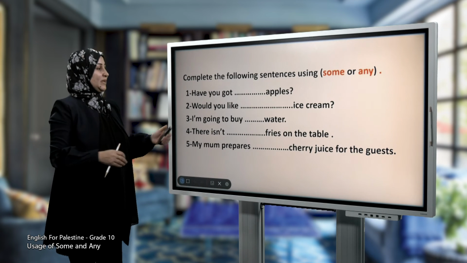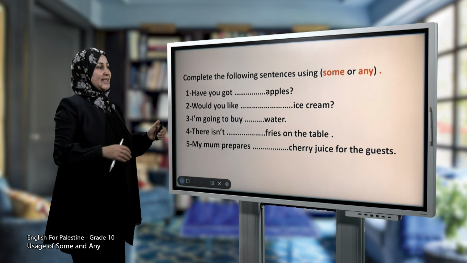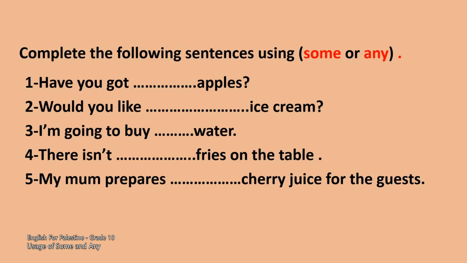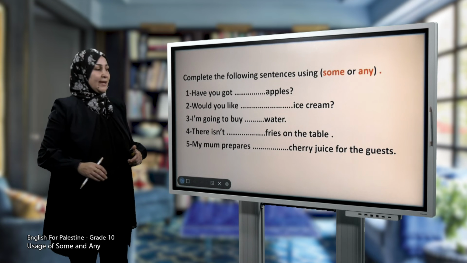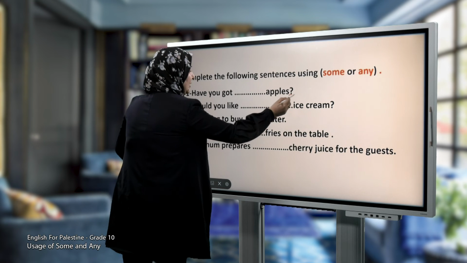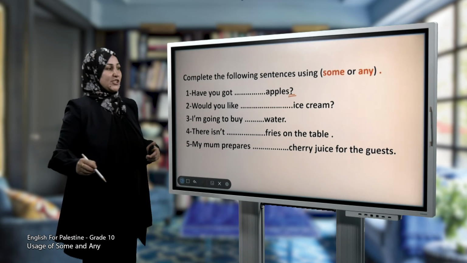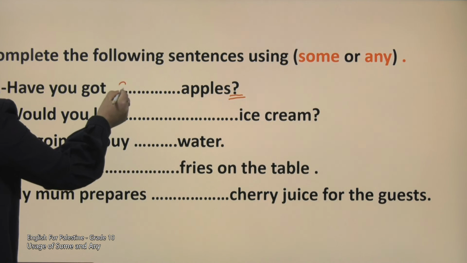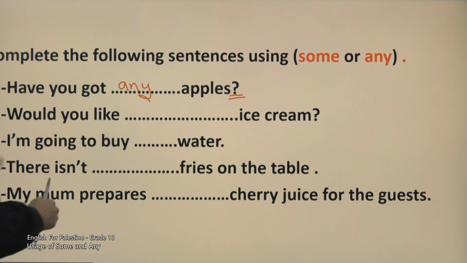Now, let's complete these sentences using some or any. Number 1, have you got apples? This is a question, and in questions we use any. Have you got any apples?